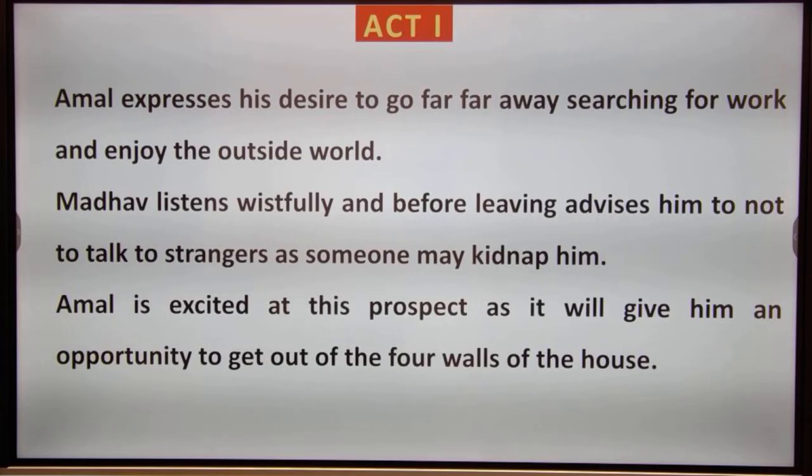Friends, in some editions, here the first act ends, but in the original edition, this act continues. So we will continue our story.